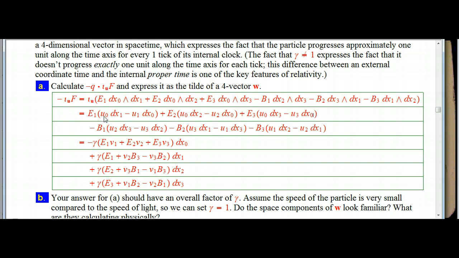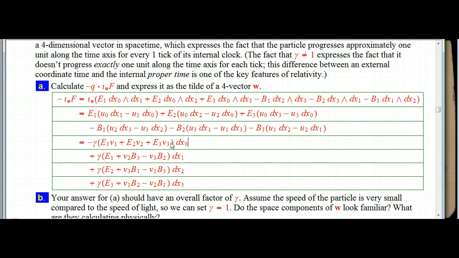Okay. Now, each of these u's, remember u0 is gamma, and then u1 is gamma v1, u2 is gamma v2, u3 is gamma v3. So everything has a factor of gamma, which I've pulled out here. And then what do we get? I want to collect together everything, just very basic stuff. dx0, what's in front of that? dx1, what's in front of that? For dx0, I see an E1 u1, which is gamma E1 v1. That's the ordinary velocity in the x1 direction, multiplied by E1. Similarly, for dx0 you get an E2 v2 once you take out the gamma, and an E3 v3.